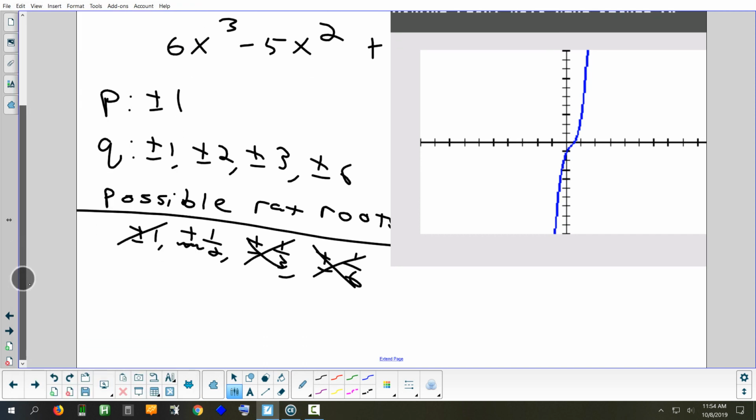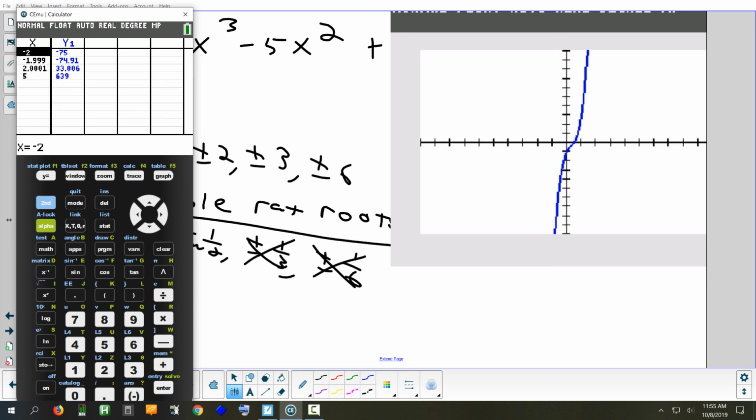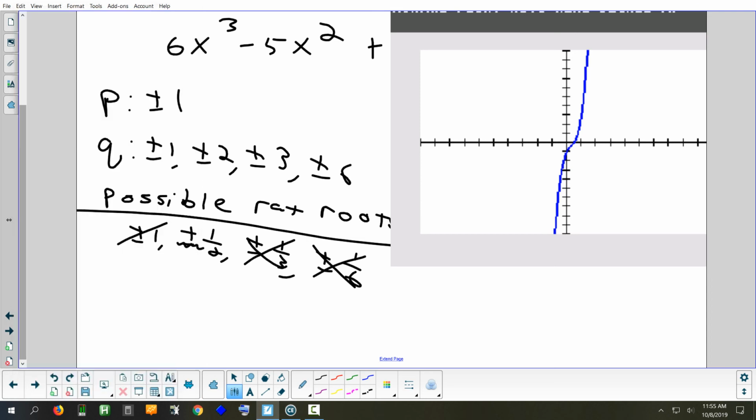How'd you see that? So you can do it at the table, second table, and type in 0.5, or you can just press trace. Type in the x value you want to trace to, and check the y value, and it is 0. So the root is 1/2. That's it.